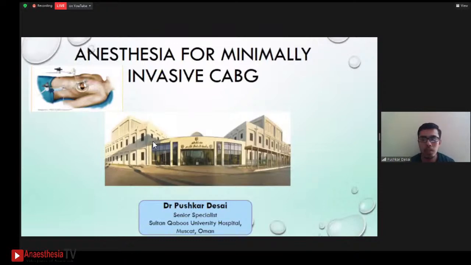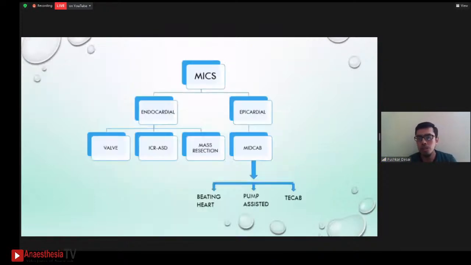So basically, the topic given to me is anesthesia considerations for minimally invasive coronary artery bypass surgery, or CABGs. I would like to talk about the classification of minimally invasive cardiac surgery first. The minimally invasive cardiac surgeries are classified into epicardial and endocardial surgeries.